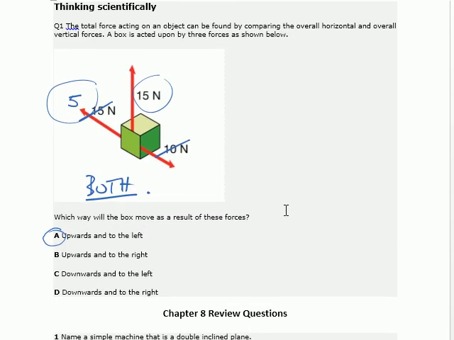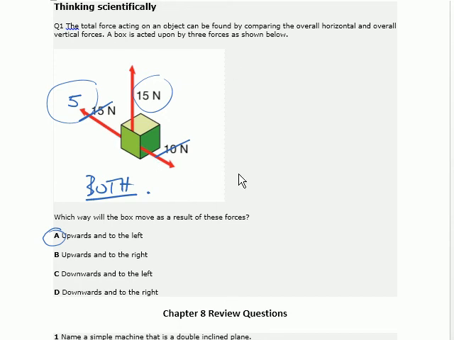Now we're moving on to the thinking scientifically part. These are different questions. These are questions that might go a little bit further than how we went in class. It's really testing not just how much you understood, but how well you can apply the learning that you had in class.